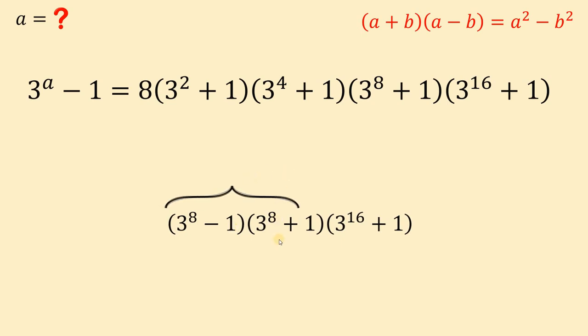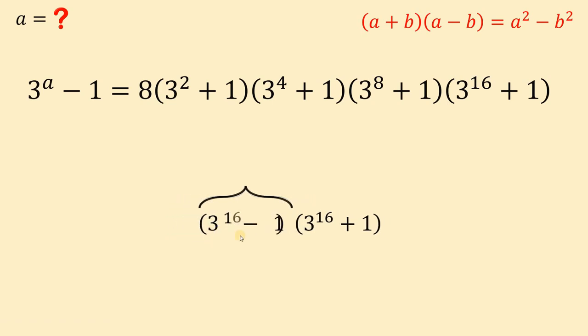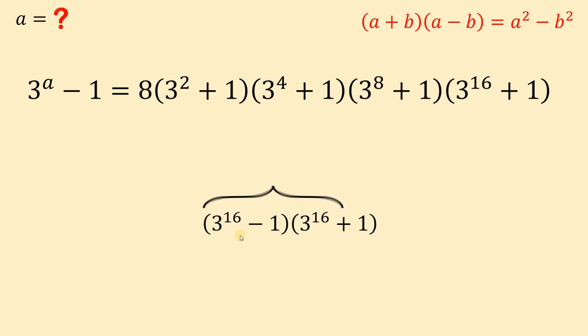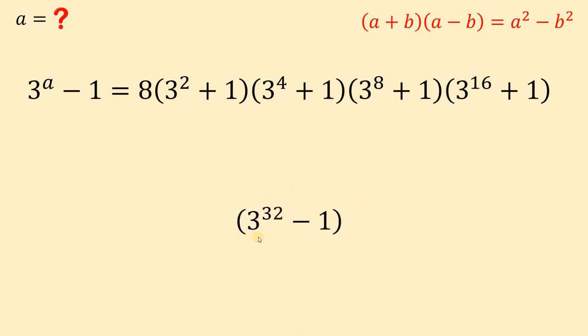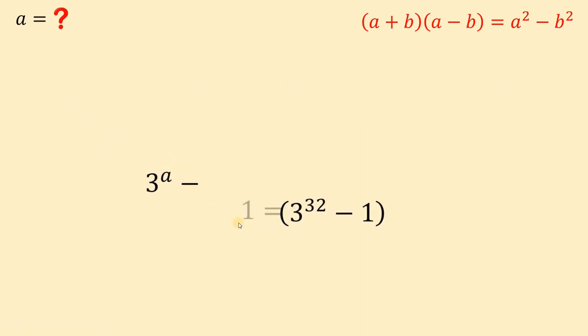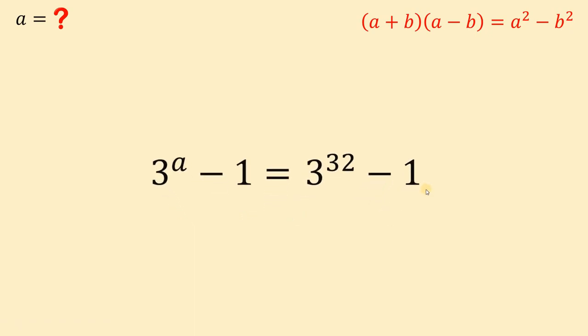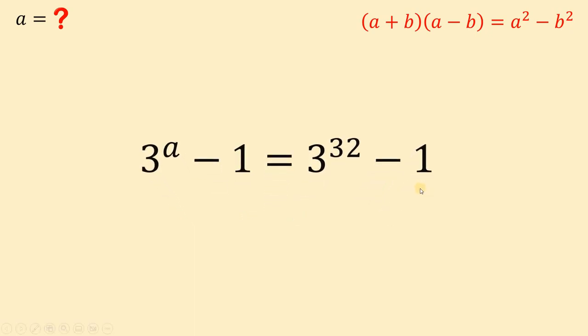Now, let's focus on these two factors again. And it simplifies to 3 raised to 16 minus 1. Finally, these two factors simplify to 3 raised to 32 minus 1. And take note, this is the right-hand side of our equation. So, we can say that 3 raised to a minus 1 is equivalent to 3 raised to 32 minus 1. So, basically, we can easily say that a equals 32.